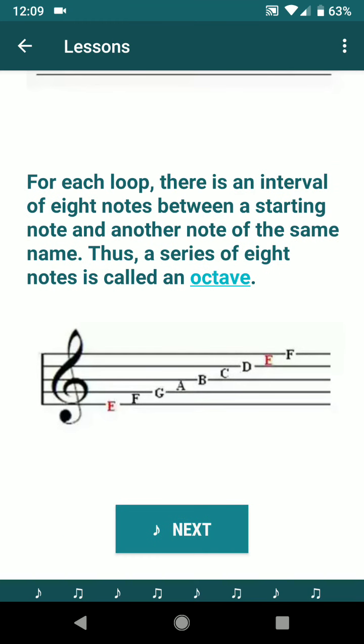For each loop, there is an interval of 8 notes between a starting note and another note of the same name. Thus, a series of 8 notes is called an octave. For example, E to E would be an octave. E, F, G, A, B, C, D, E.